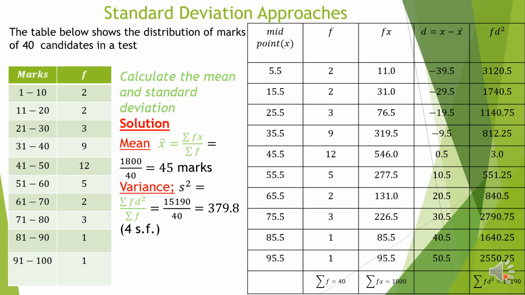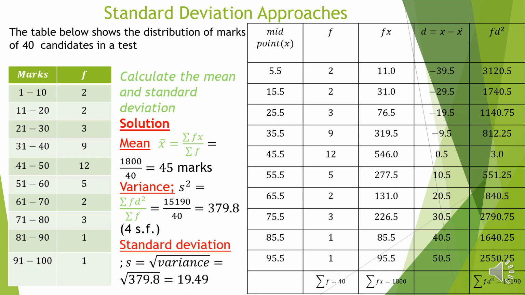Now, once we are done with this, we have to recall the variance. How do I get this variance? The variance, denoted as s squared, equals the summation of fd squared over the summation of f. And remember, the summation of fd squared is here, and the summation of f is here. So if I divide these two, I'm getting my variance to be 379.8, to four significant figures.